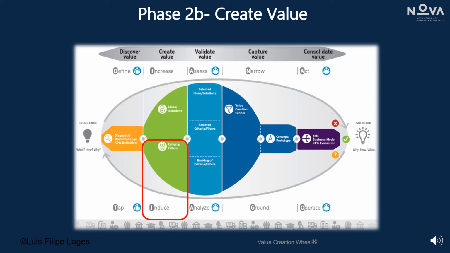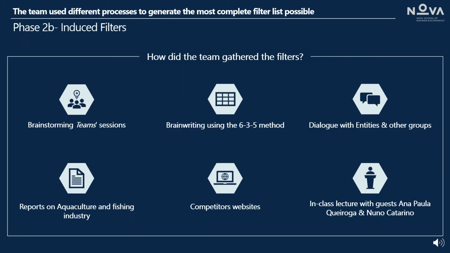DA2 started by conducting thorough research on competitor websites, well-known databases, as well as important reports on the aquaculture industry. In an intermediary step, a brainstorming session with all the KDMs was conducted, where the main findings were discussed, originating an initial filter list idea.